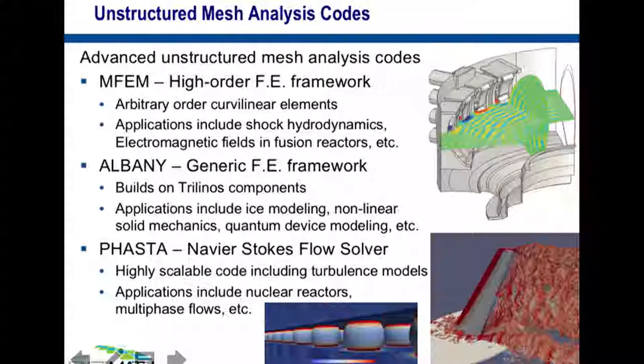Right, so the unstructured mesh analysis codes that are part of the FastMath activities are typically only partially supported through FastMath, supported by a number of other activities. You've heard about MFEM. There's also the Albany code, which is a fairly generic finite element framework that builds on top of Trilinos components, being applied to a number of applications. Ice sheet modeling is one of the SciDAC applications, nonlinear solid mechanics, quantum device modeling, et cetera. A code called PASTA, which is a narrower code. It is a Navier-Stokes flow code with a wide variety of turbulence models and techniques within that, that's highly scalable for those types of applications. Been applied to a lot of aerodynamics codes as well as codes in multiphysics on DOE applications.